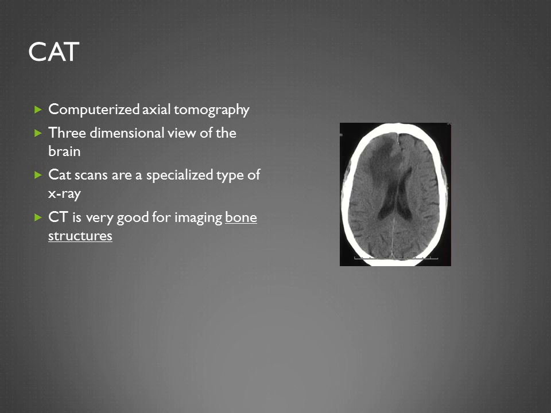Usually CT scans are done with MRIs or another type of scan because a CT scan just kind of reveals what the bone is looking like. So if you see this image here, it's really looking at the bone structure or the skull of your brain or of your head.